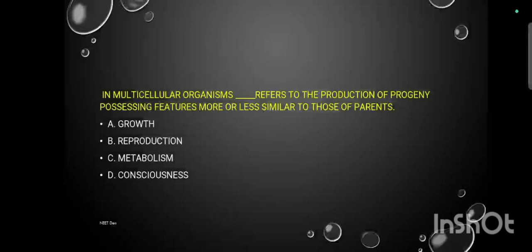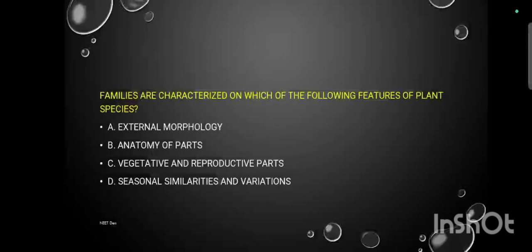Question: in multicellular organisms, dash refers to the production of progeny possessing features more or less similar to those of their parents. So the options are A, growth, B, reproduction, C, metabolism, and D, consciousness. So the answer is B, reproduction.